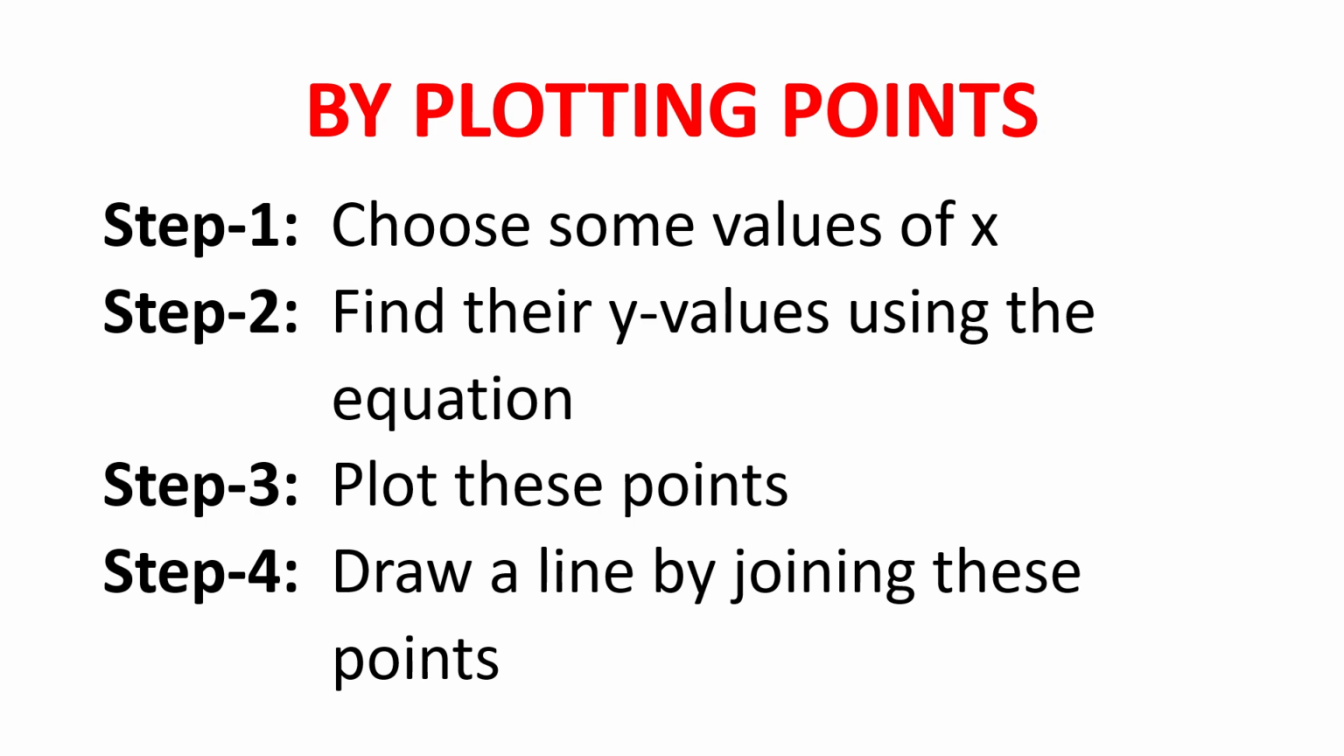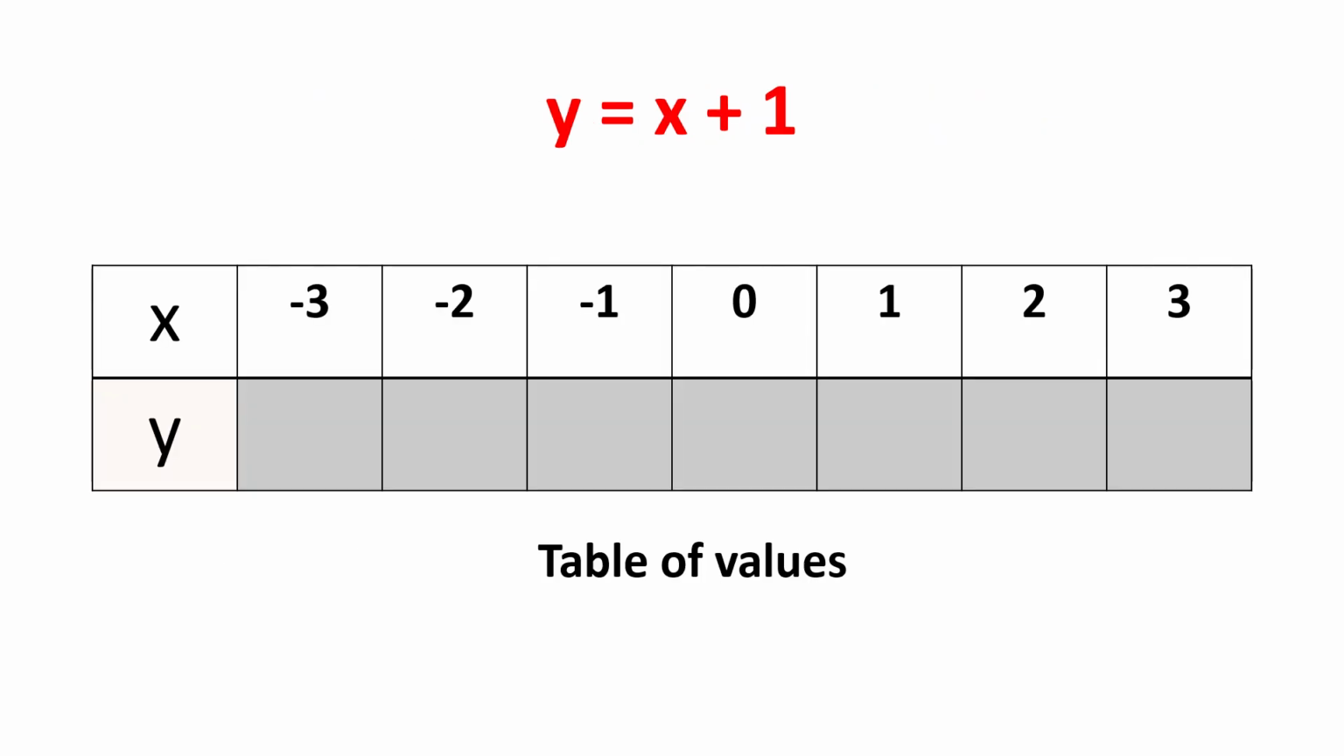We can draw the same graph by using the plotting points method. The steps of this method are: choose some values of x, substitute these values one by one in the given equation to get values of y, plot these values and join to get a line. Suppose we have a function y equals x plus 1 and we draw its graph by using the plotting points method. The first step is to choose some values of x, and then by substituting these values one by one, we get corresponding values of y.